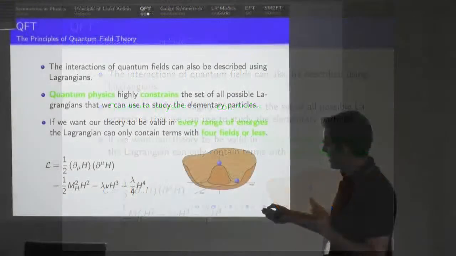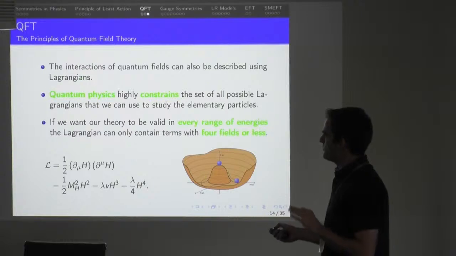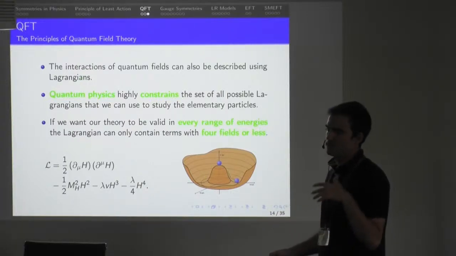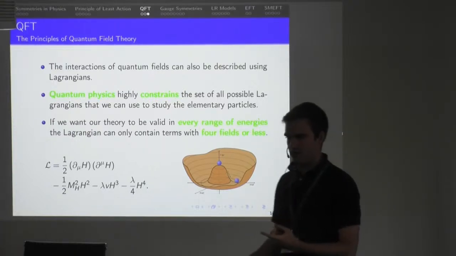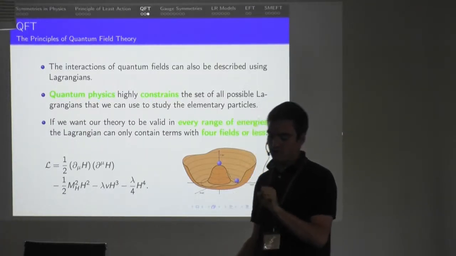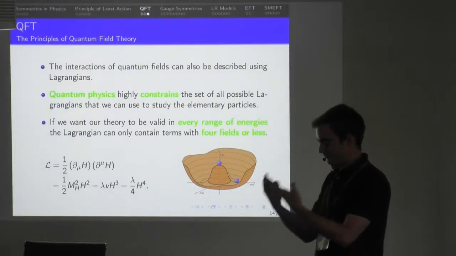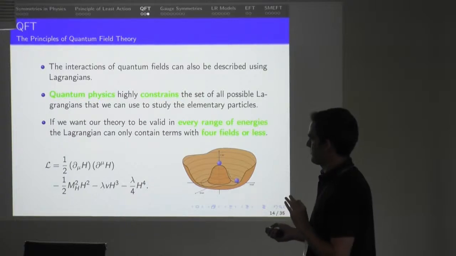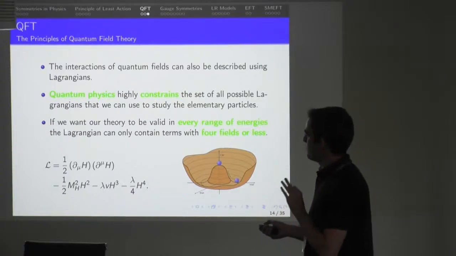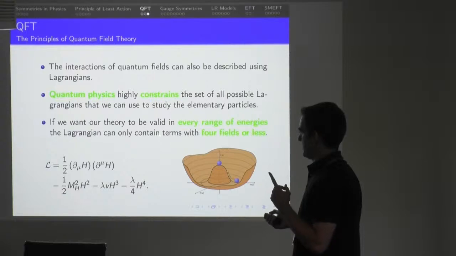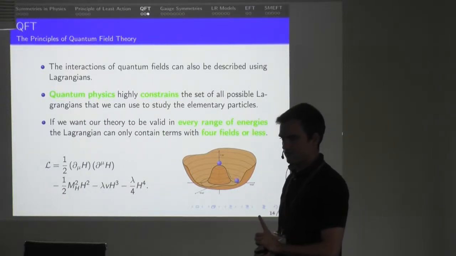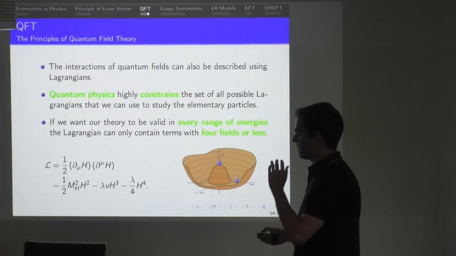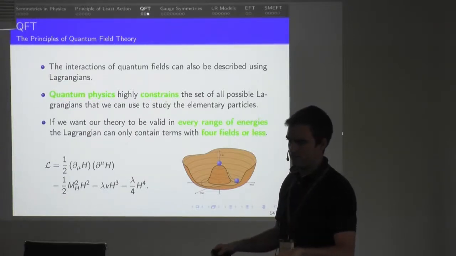Moreover, and this is very important in our talk, quantum physics highly constrains the set of all possible Lagrangians that we can use to describe elementary particles. They were constrained by symmetries, but they are even more constrained by quantum physics. In particular, if we want our theory to be valid in every range of energies, the Lagrangian can only contain terms with 4 fields or less.